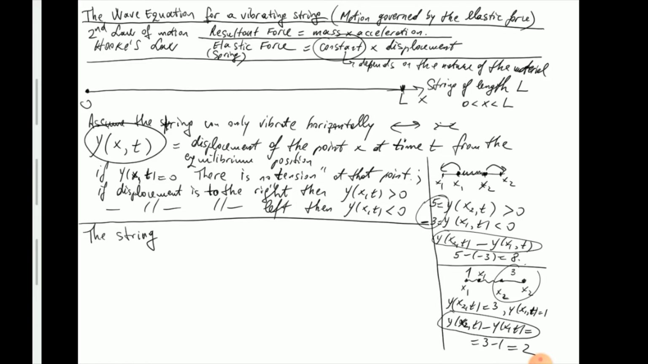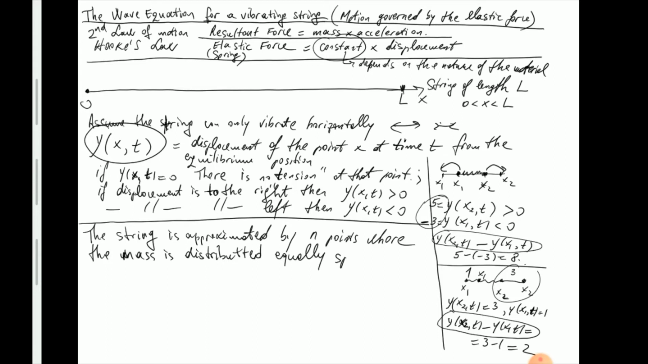So let's say the string is approximated by n points where the mass is distributed, equally spaced. I'll show a picture on the next page here.